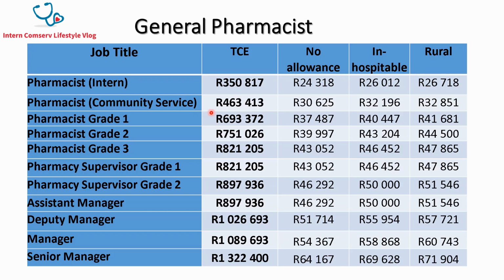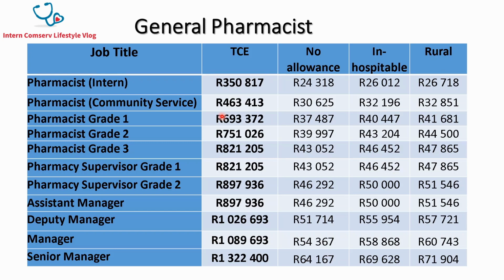As a pharmacist community service, your salary is 463,413. This, once again, is when you opt out of pension. So without an allowance you're earning 30,625. With the inhospitable allowance, it's 32,196. With the rural, it's 32,851.